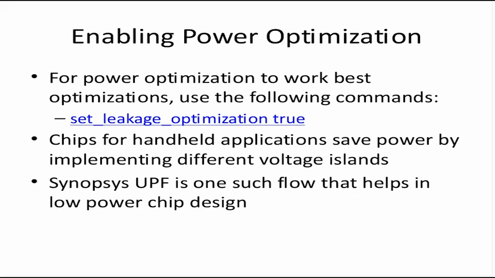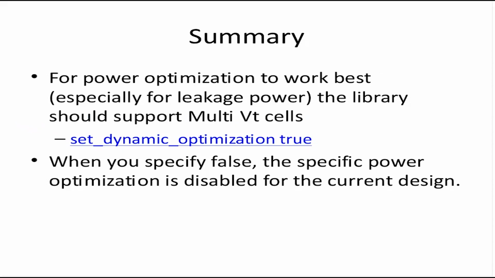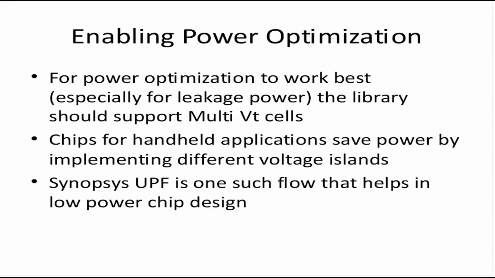Yeah, so sorry, there are these two sides of the term. So enable leakage and dynamic power optimization. We have to use these. We can use these commands before compile. Please note, before compile you have to do that. Set leakage optimization to true. Set dynamic optimization to true. By default, I am guessing they are set to false. What it means is that by default, compile will not do any power optimization unless and until you set the variables to true. Right. So this is actually the summary part.